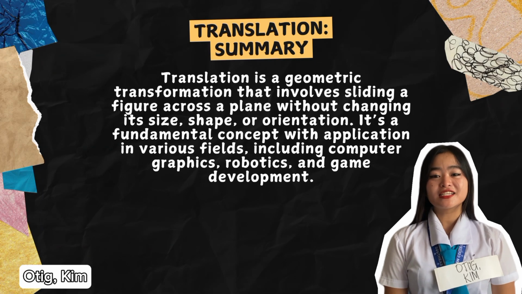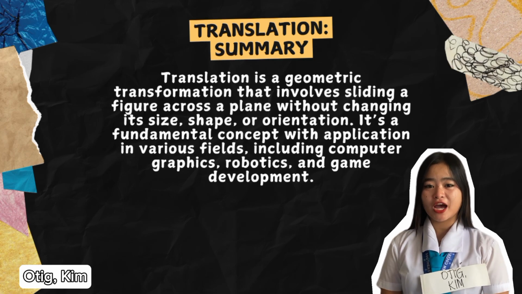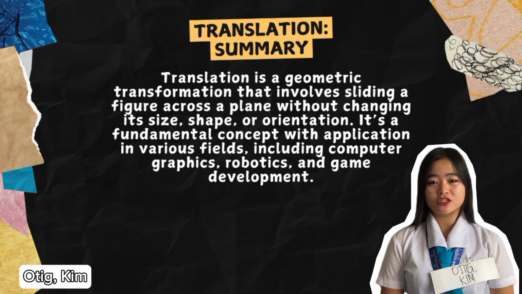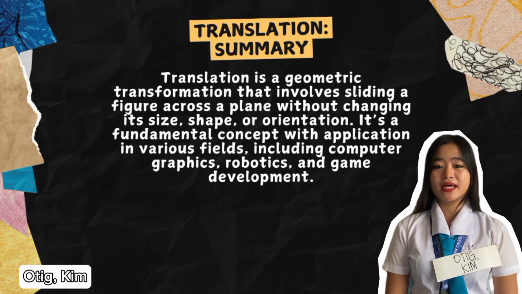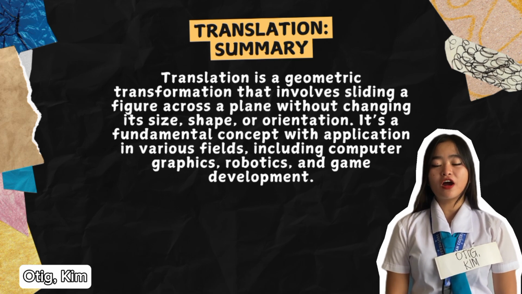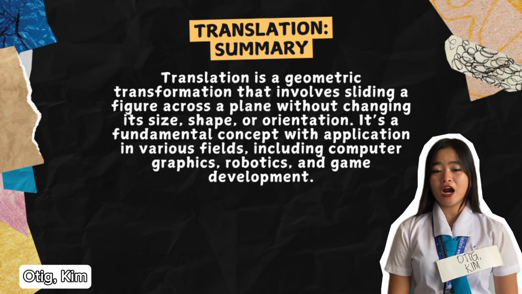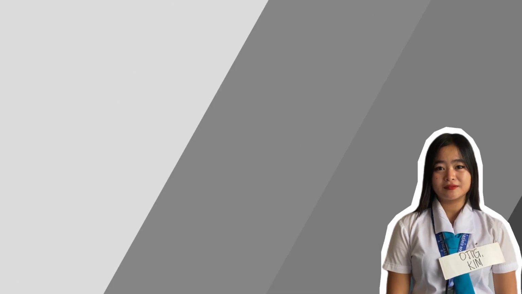In summary, translation is a geometric transformation that involves sliding a figure across a plane without changing its size, shape, or orientation. It's a fundamental concept with applications in various fields, including computer graphics, robotics, and game development.